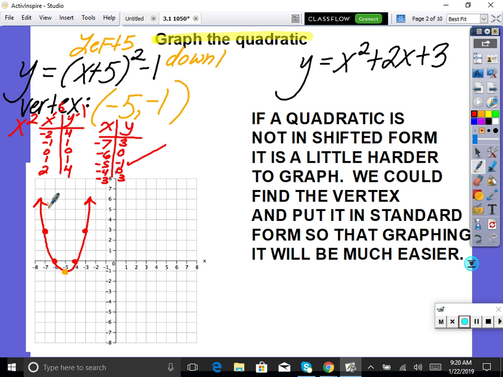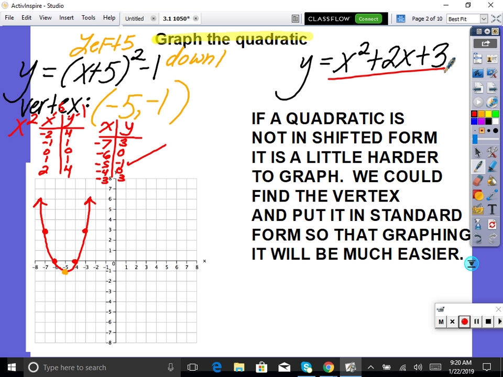Okay. So if it's in shifted form, really straightforward. Well, what if it's in standard form? What I call standard form. This is standard form like that we've seen in previous books. So if a quadratic is not in shifted form, it's a little bit harder to graph. Now here's the thing. If we find the vertex, we can then put it in its shifted form, and then graphing it will be easier.